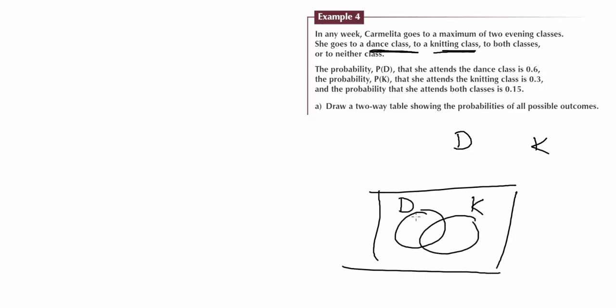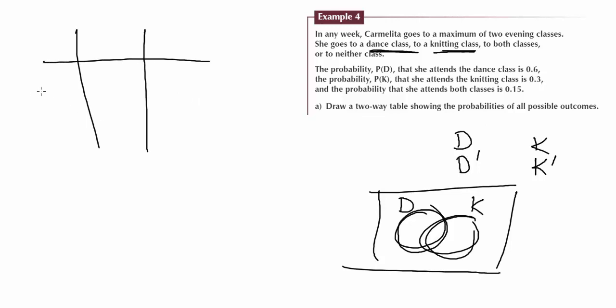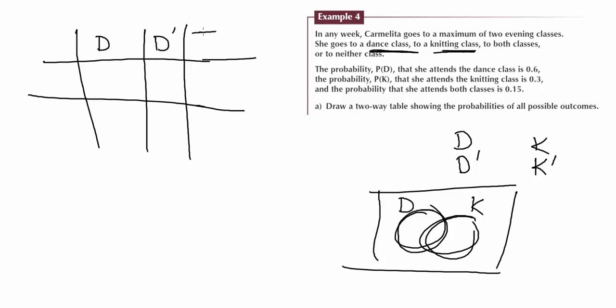D and K. So remember, you've got to treat each thing separately. So we've got to look at D and not D, and K and not K. Dance and not dance, or knitting or not knitting. So when you do your two-way table, let's put dance here, let's put not dance here. I want another row for total. Knitting, not knitting. It wouldn't have mattered if you did the knitting across the top either.